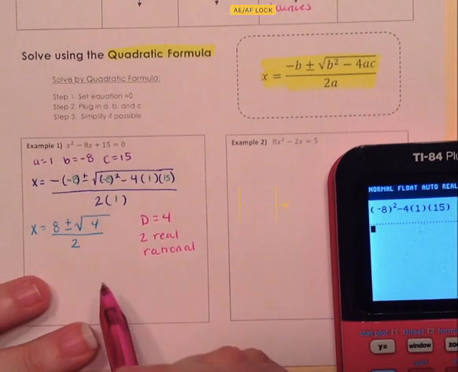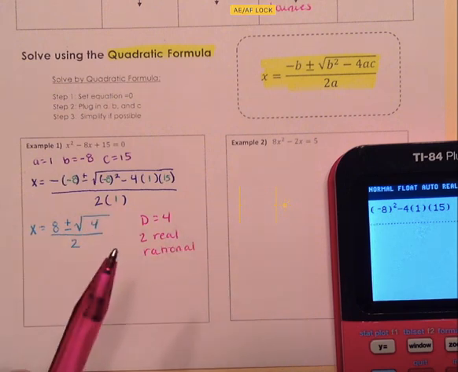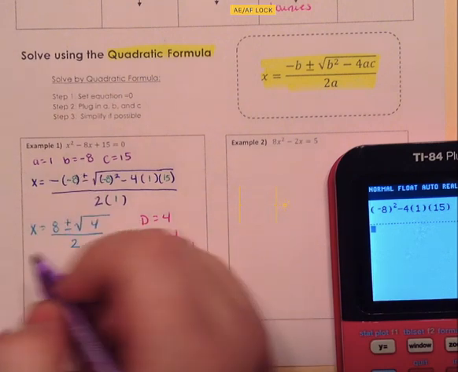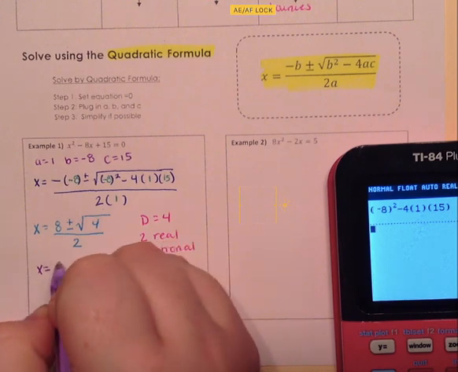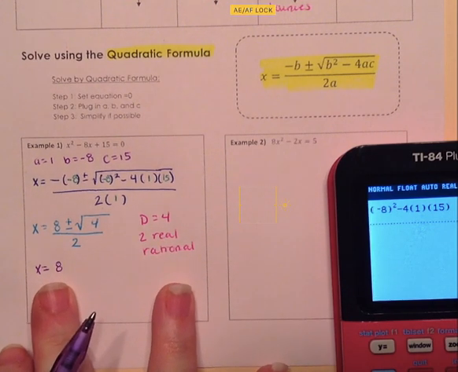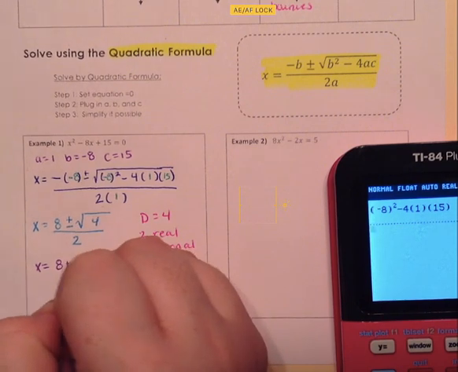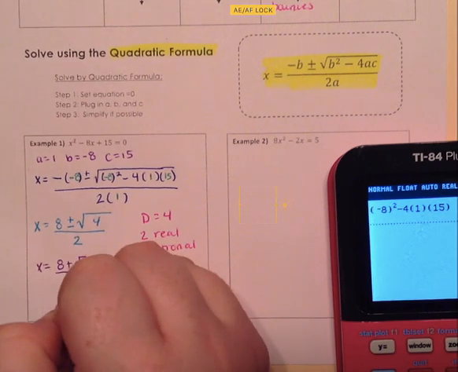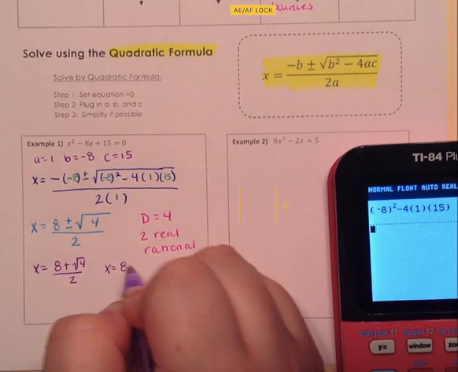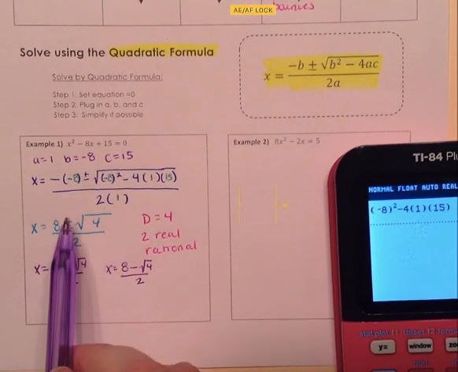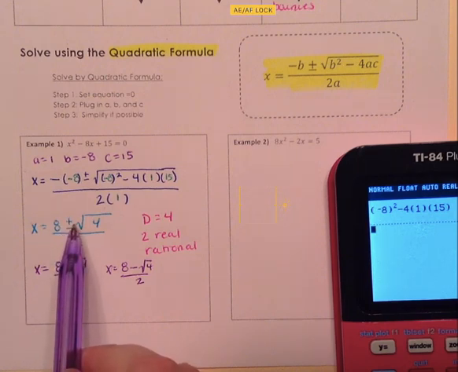So when we finish this, we should have x equals 2 nice clean numbers or fractions, and we should have no weird imaginary solutions. So if we're going to finish this, we're going to have x equals 8 and 2 solutions. One of them is going to be a plus, one of them is going to be a minus. So we're going to have 8 plus the square root of 4 all over 2. Then we're going to have x equals 8 minus the square root of 4 all over 2. So everything stays the same except we separate them, one with a plus sign in the middle and one with a minus sign in the middle.